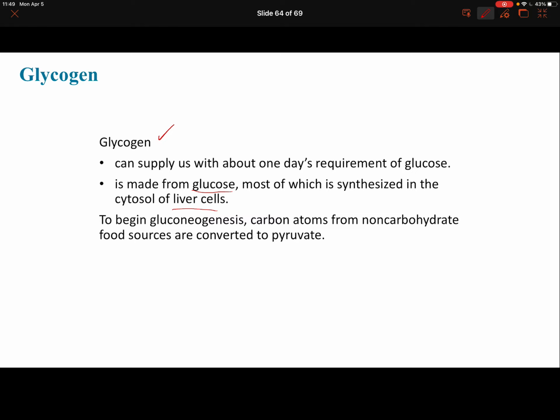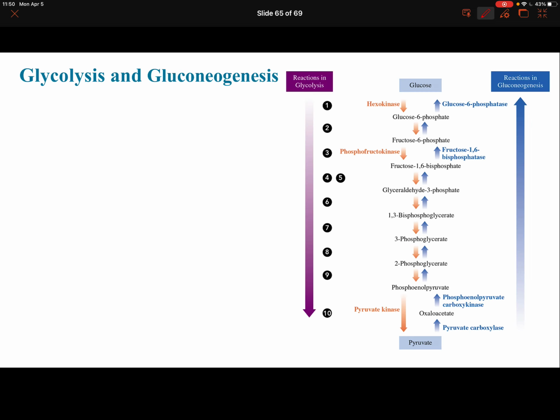So to begin gluconeogenesis, we have to take carbon atoms that didn't come from sugar, because if we had sugar, we wouldn't need to make glucose. So these are like amino acids, these are like fats. And they can get converted into pyruvate, right? Pyruvate, we know, is the end product of glycolysis. So glucose can be turned into pyruvate. So it makes sense then that if we can turn glucose into pyruvate, we can turn pyruvate back into glucose.